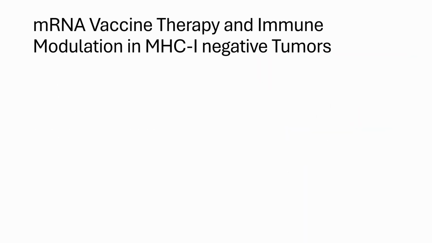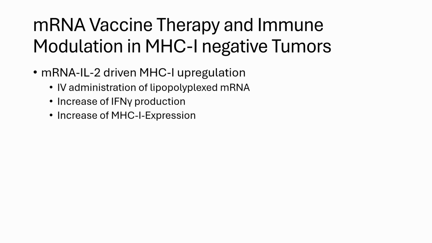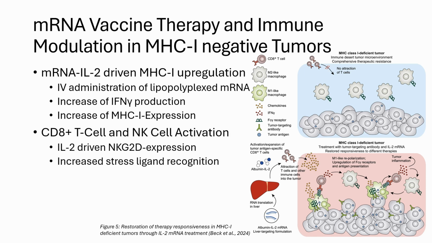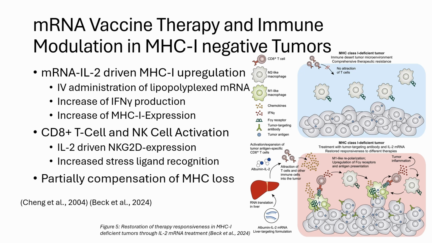mRNA vaccine therapy and immune modulation in MHC-1 negative tumors. mRNA vaccines provide the opportunity to enhance immune responses in tumors with low MHC-1 expression by incorporating additional mRNA sequences. For example, introducing IL-2 mRNA can increase gamma interferon production over the course of therapy, thereby inducing MHC-1 expression. IL-2 also enhances the expression of stress ligand receptors in tumor cells, leading to increased activation of CD8+ T cells and NK cells. In several tumor cell lines, this approach has been shown to partially compensate for MHC-1 deficiencies.